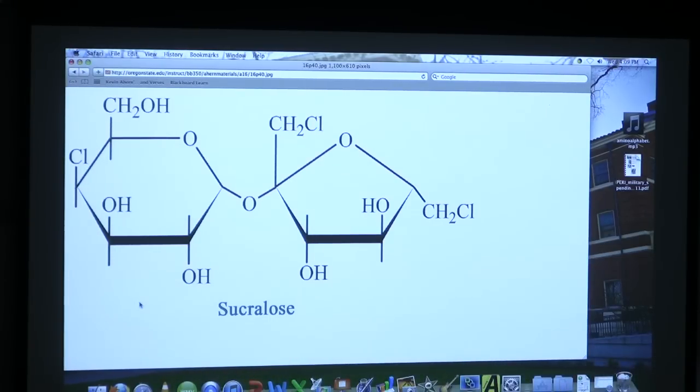No, this is not aspartame. The common name for this guy is Splenda. Okay, aspartame is a dipeptide. So I can't tell you this is bad for you. I can tell you the story.